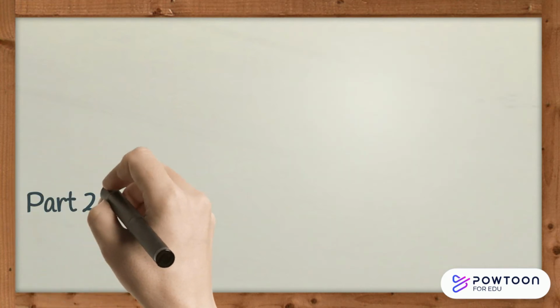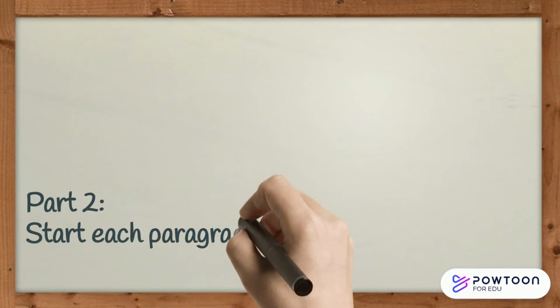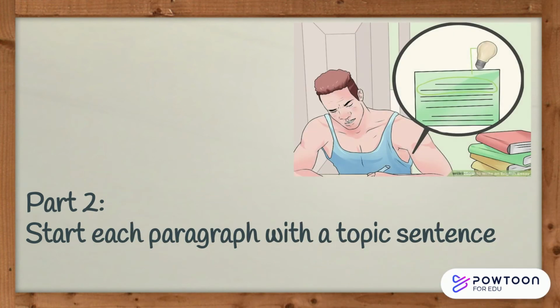Now that you have started drafting your essay, you need to know that you have to start each paragraph with a topic sentence. A topic sentence is basically a summary of what you will include in your essay. It should be an indirect summary. It should not be directly referring that it is a summary.